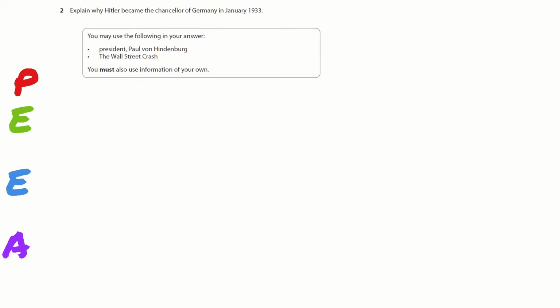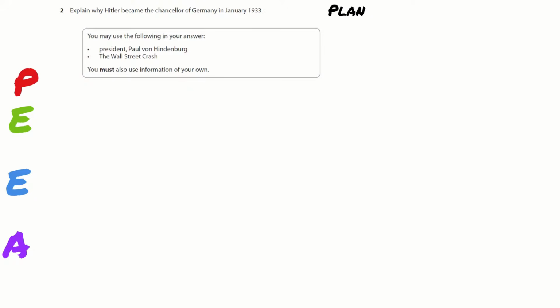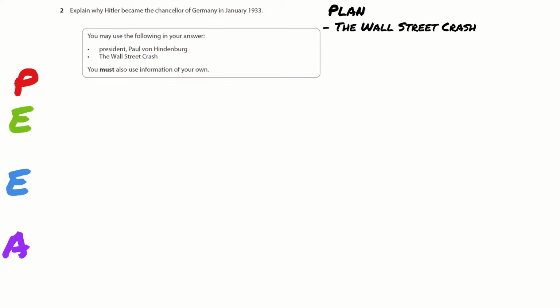I'm going to start by writing 3 bullet points, one for each of my paragraphs. This is going to help me structure my answer and remind me what my points will be so that I can refer to them in my analysis. Remember I told you that one of the bullet points will form a whole paragraph? Well, in this case I'm going to use the Wall Street crash as a basis for one of my paragraphs.